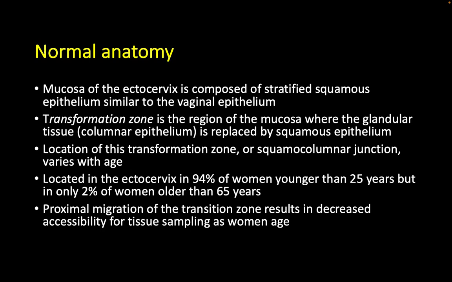The interesting thing about this transformation zone is that it migrates cranially with advancing age, so that in 94% of women who are younger than 25 years of age, the transformation zone is located in the ectocervix, so it is accessible from the vagina, whereas in older women, that is, women who are postmenopausal, the transformation zone is present in the endocervical canal, and hence, in only 2% of women older than 65 years of age is this transformation zone amenable to evaluation by per speculum examination.